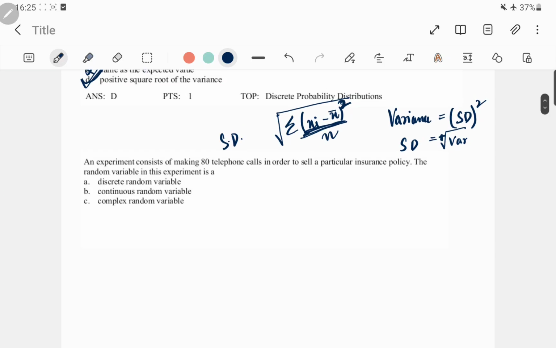Next up, in an experiment consisting of 80 phone calls in order to sell a particular insurance policy, the random variable in this experiment is, so since it is countable and there is nothing continuous going on, we can never have decimal values when it comes to number of phone calls, right? So it is a discrete random variable.